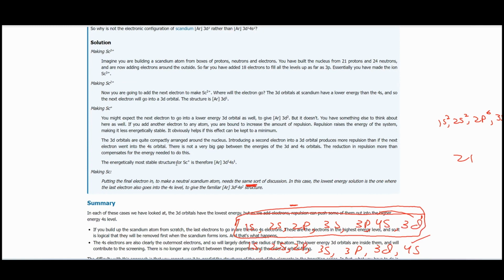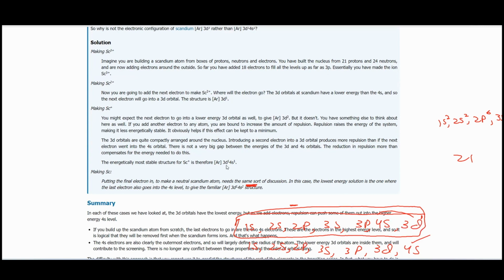So energetically, what does that all mean? The more stable structure for Sc+ is this. So again, the answer says don't overthink it. When they say take one electron out, you have to take it out from the highest energy subshell. And we know when we have filled it, 4s will be the highest energy subshell after filling it. When we were filling it, we will fill electrons first in 4s, then 3d, right? That was the way to do it.